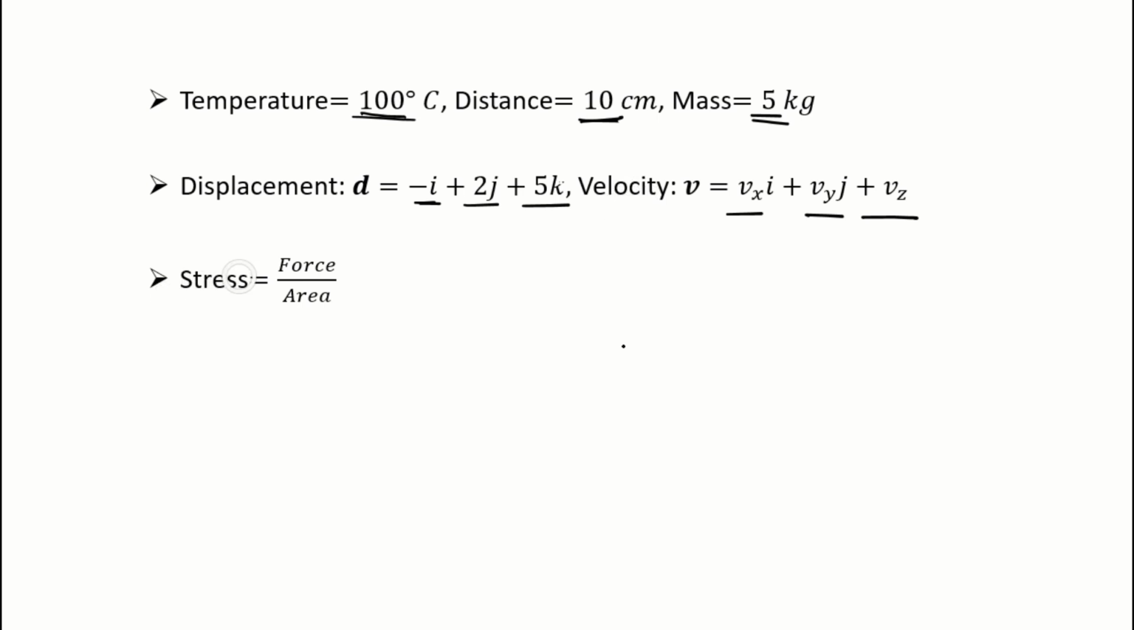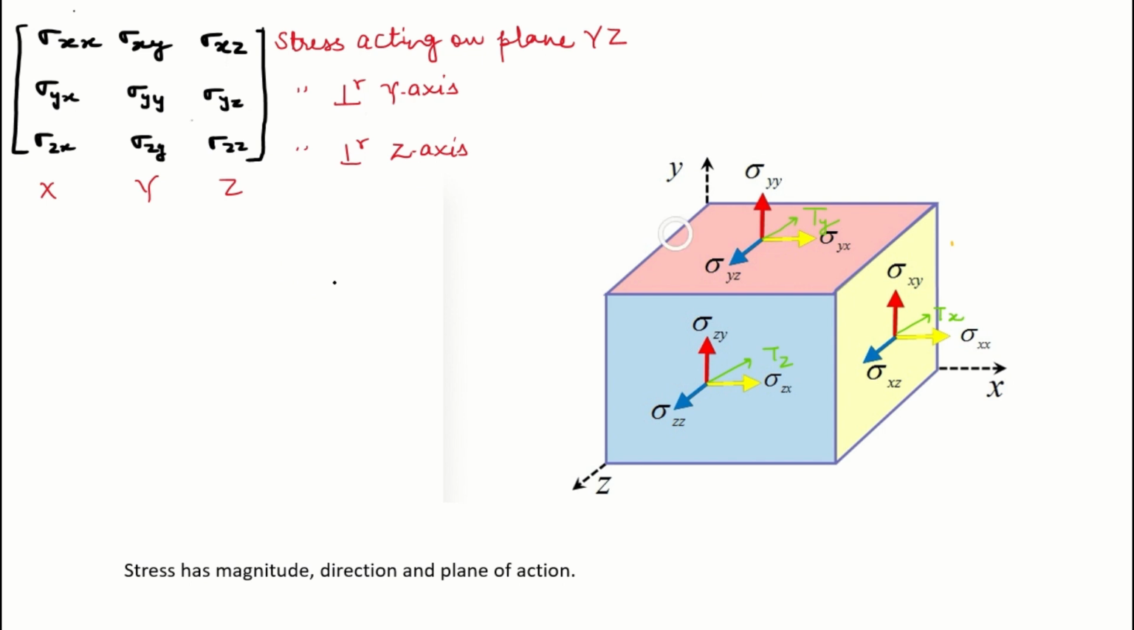Next we discussed stress. What is stress? Stress is force per unit area, and we have seen that stress at any point has 9 components and it contains magnitude, direction and plane of action. So stress is an example of a tensor, and it is a rank 2 tensor, and to represent a rank 2 tensor we use a matrix. Since stress has 9 components, we are using a 3 by 3 matrix.